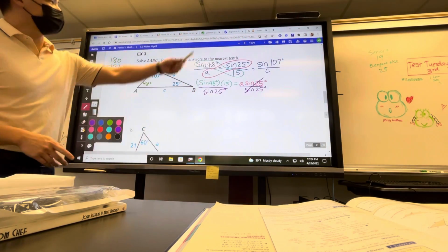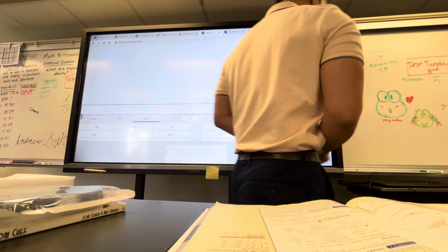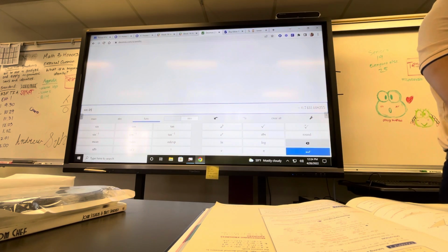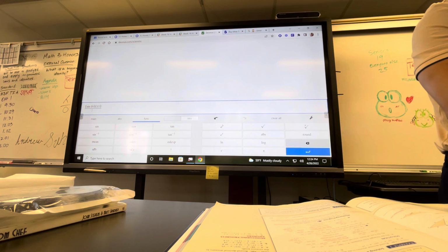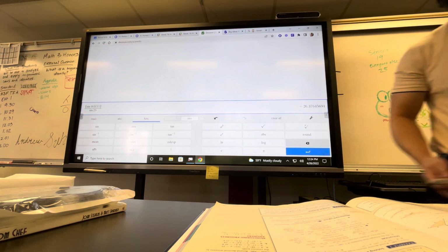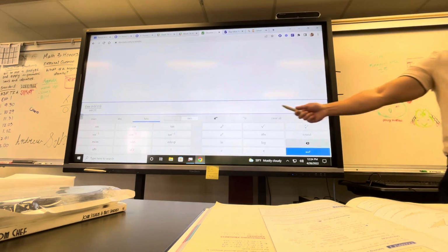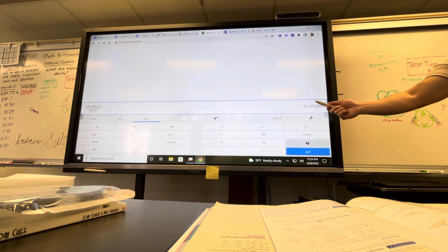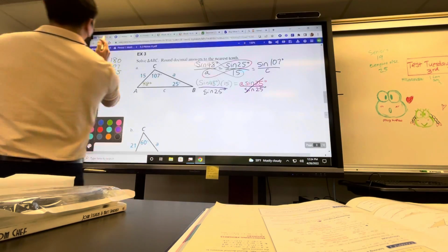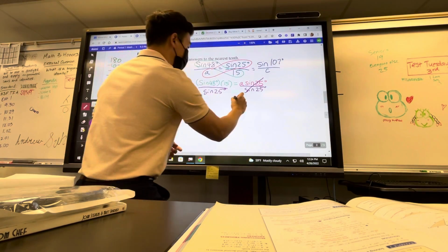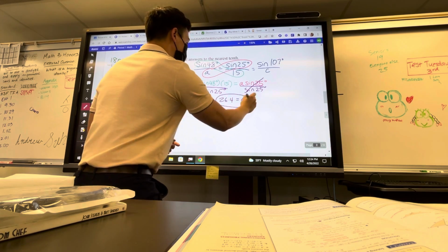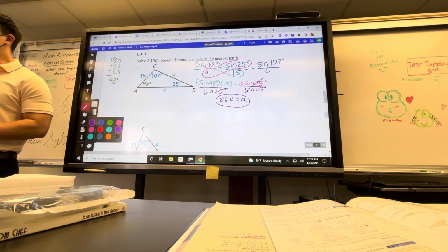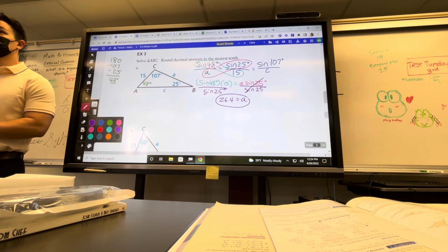So, if I type this into my calculator, we're doing sine 48 times, what was it? 15. And that's all over sine 25. Make sure your calculator is in degrees, and we get 26.4. So A here is now equal to 26. And we can do the same thing to solve for C. Does that make sense?